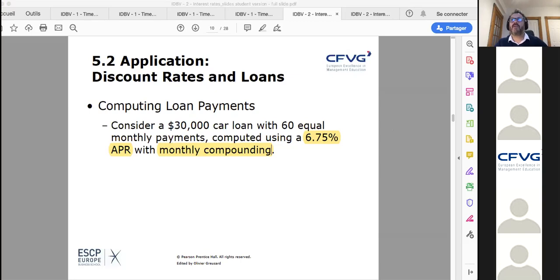So 656 is correct, but maybe try to keep 5625, I think, to have more details for your calculation. If not, maybe you will have some approximation in your calculation. So it's 6.75%, and 60.